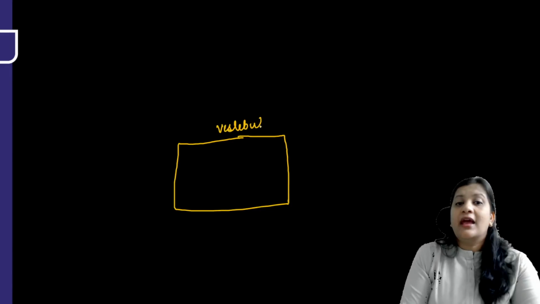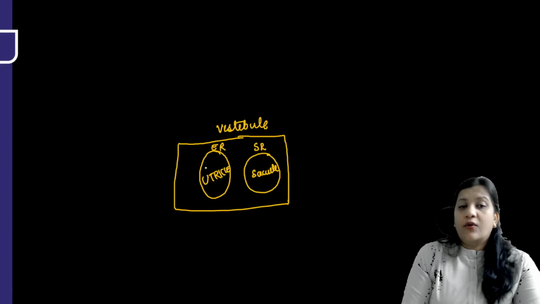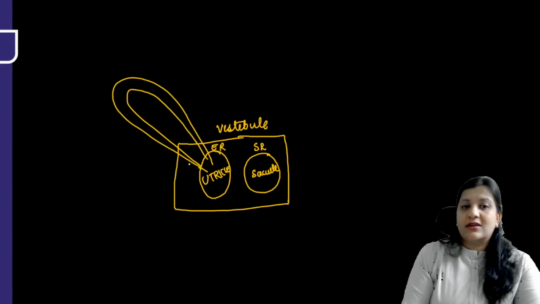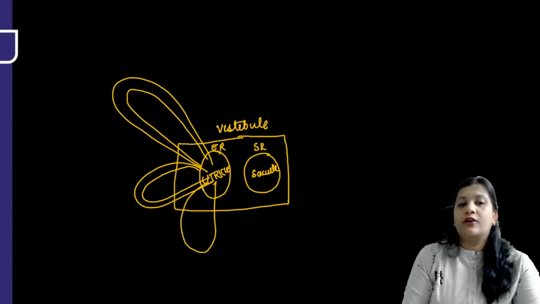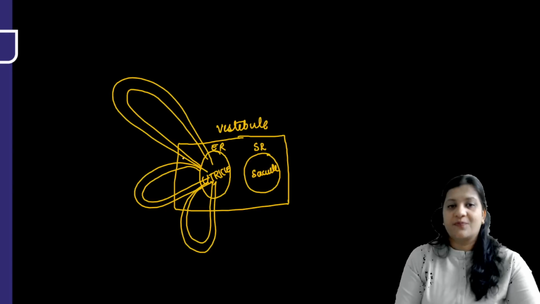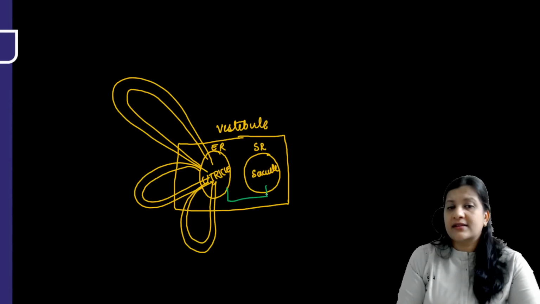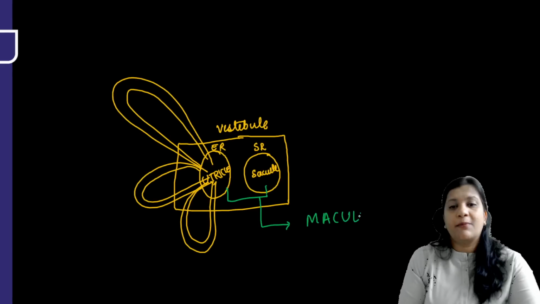So basically, when we take the structure of the inner ear, we have a central chamber called the vestibule. In the vestibule, we have a spherical recess and an elliptical recess. The spherical recess contains the saccule. The elliptical recess contains the utricle. Now we have the semicircular canals or ducts opening into the utricle. The receptors present in the utricle and saccule are called macula.